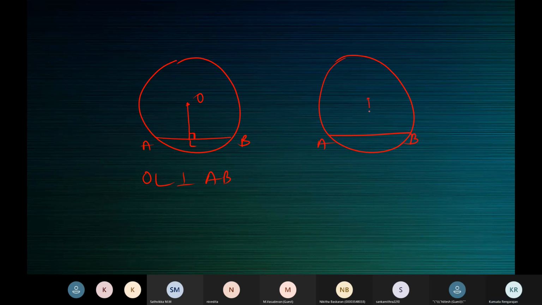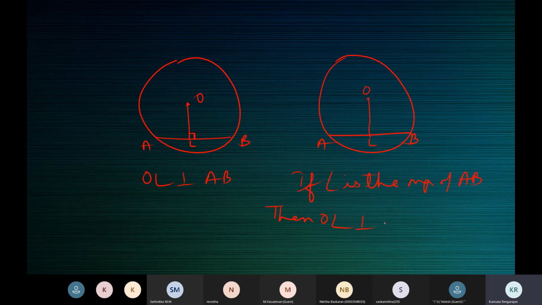The converse is: OL is not a perpendicular. OL is a line from the center to the chord, but it bisects the chord. L is the midpoint of AB. OL is some line from the center to the chord and it bisects the chord. Then OL should be perpendicular to the chord. That is, if the chord is bisected, if L is the midpoint of AB, then OL is perpendicular to AB.